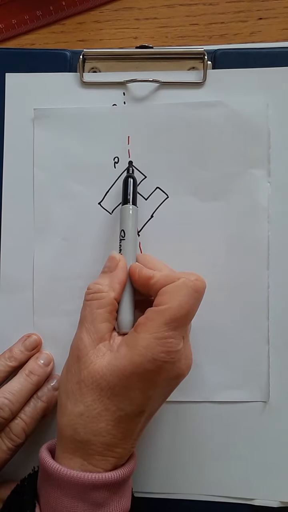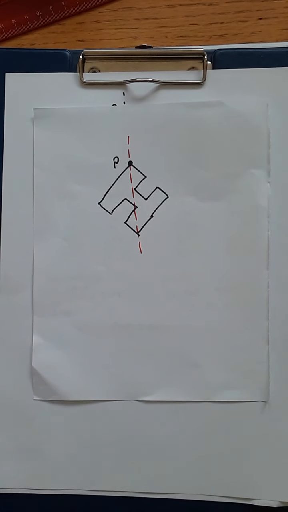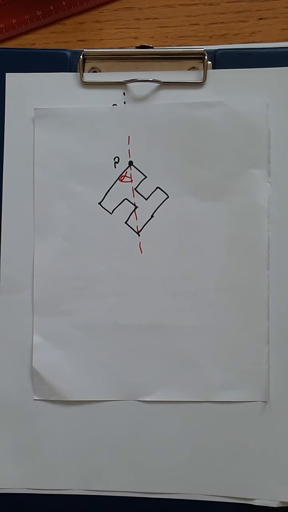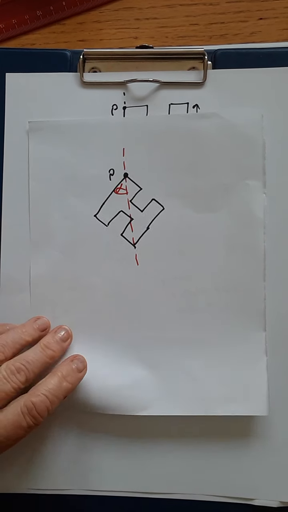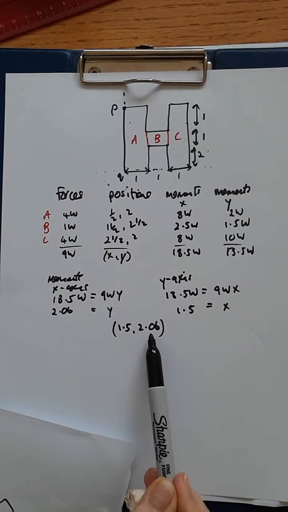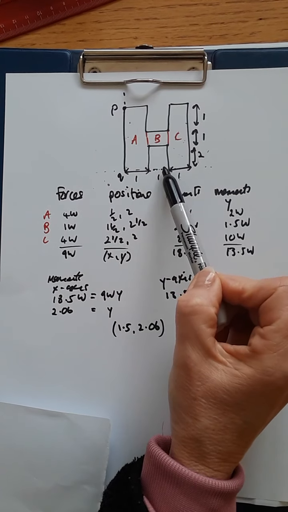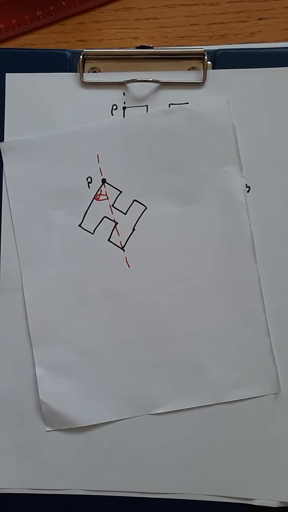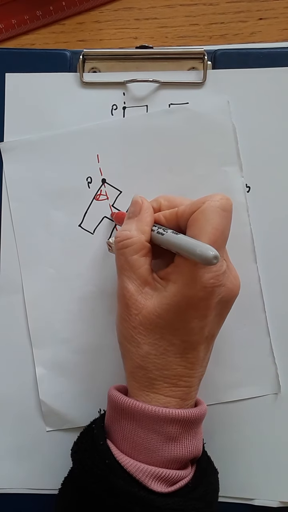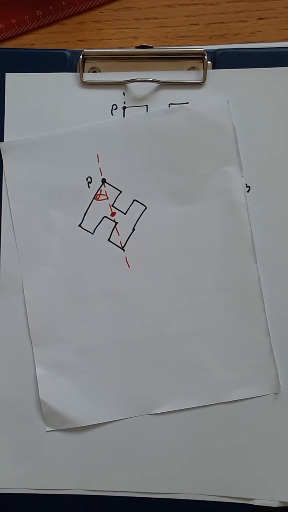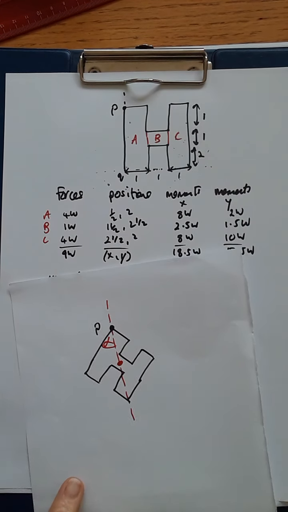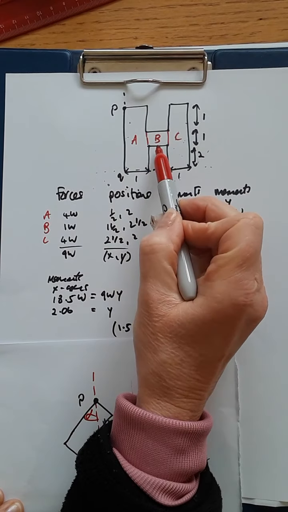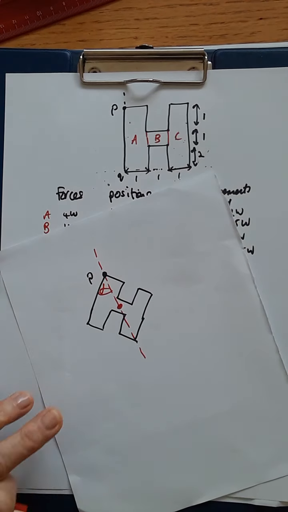Now, if that shape was allowed to swing about point P, what angle does it make with the vertical? What angle does PQ make with the vertical? So that's what I'm after. Remember, my centre of gravity is (1.5, 2.06). So 1.5 out, 2.06 up would be somewhere in the B shape, somewhere in here. So I'm going to mark it there, in that position, so I know where it is. It's 1.5 out, and 2.06 up.